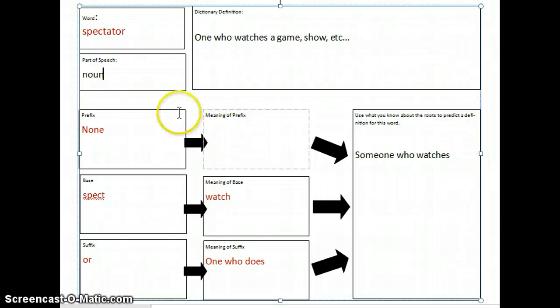We've talked about what happens if we have some extra letters there. How do we deal with that? We've also talked about how not every word has to have a prefix or a suffix. And we see in this case, we do not have a prefix.